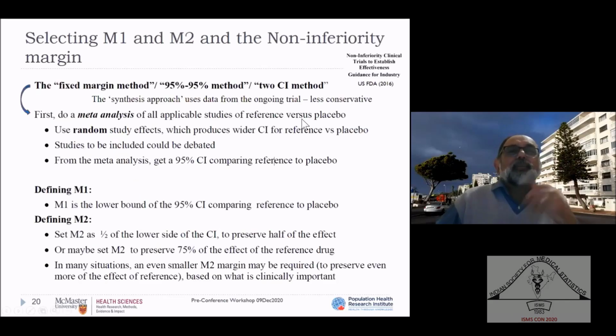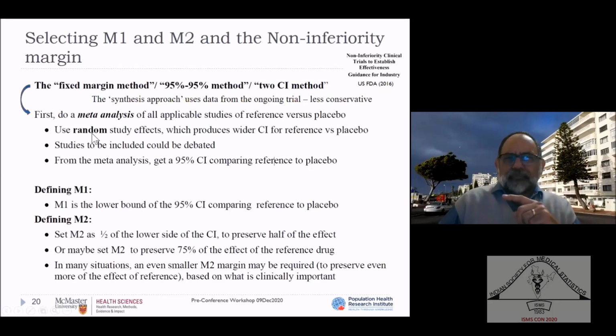Okay. How do we go about doing this? So what the FDA tells us to do is you first have to find out M1. How do you find out M1? You need to first do a synthesis of the literature and find out, usually through a meta-analysis, of all applicable studies of the reference against placebo, not against something else, against placebo.